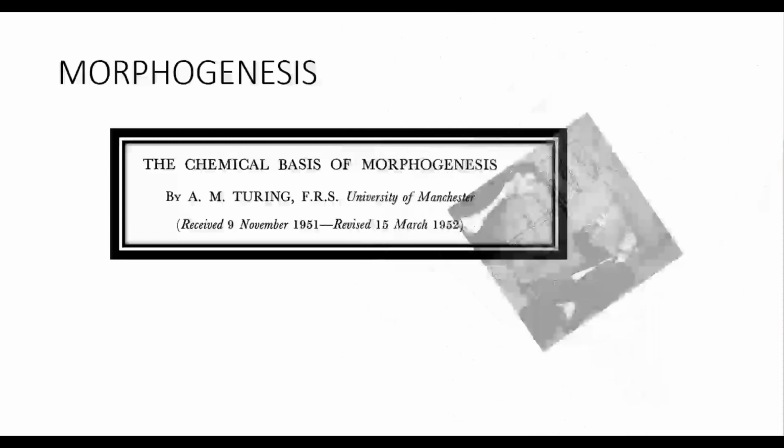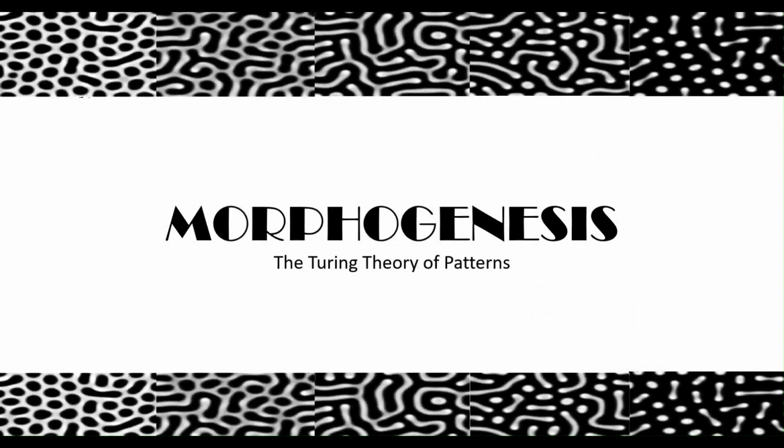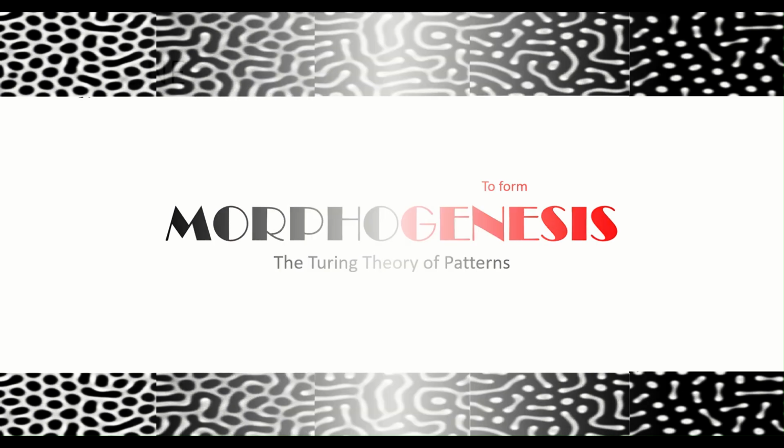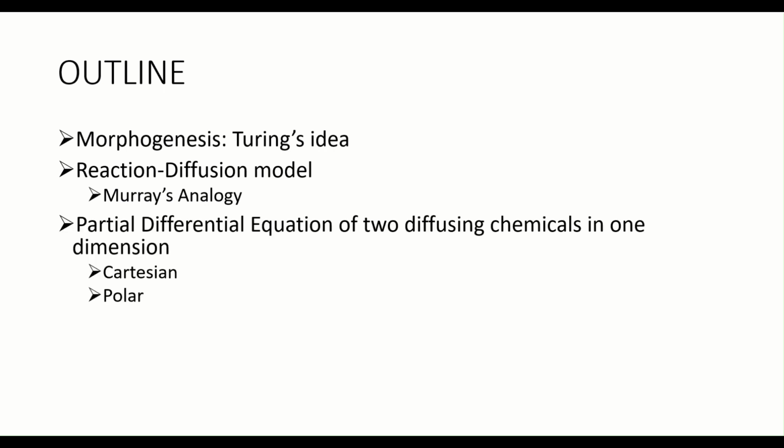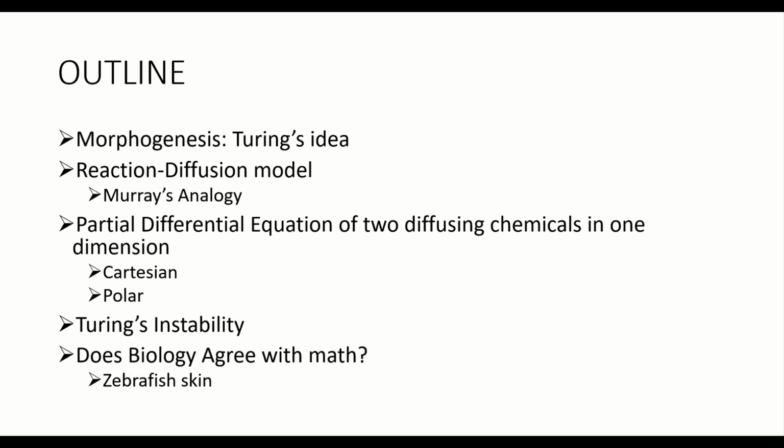So what's morphogenesis? Morpho means form, genesis means to form, that is, to produce. After gaining a brief insight into the idea of morphogenesis, Vivek will walk us through the Cartesian and the polar equations for the diffusing chemicals. After this, he'll also talk about the Turing instability criteria. Most importantly, does biology agree with all this math? That's what we look at then.